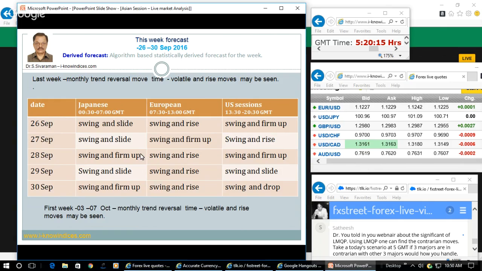Then next week will be the first week of October. There again, they are expected to make the monthly trend reversal moves for 1 week. So this time you come across all the 5 days of the month end of September and all the 5 days of the month beginning of October, when they are expected to bring in the monthly trend reversal moves. So for a period of 10 days, they are expected to make very volatile moves in the market. Carefully trade and earn money from the market.